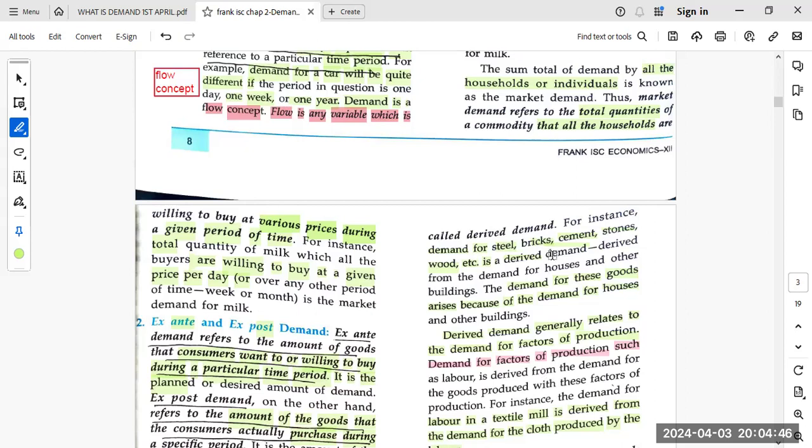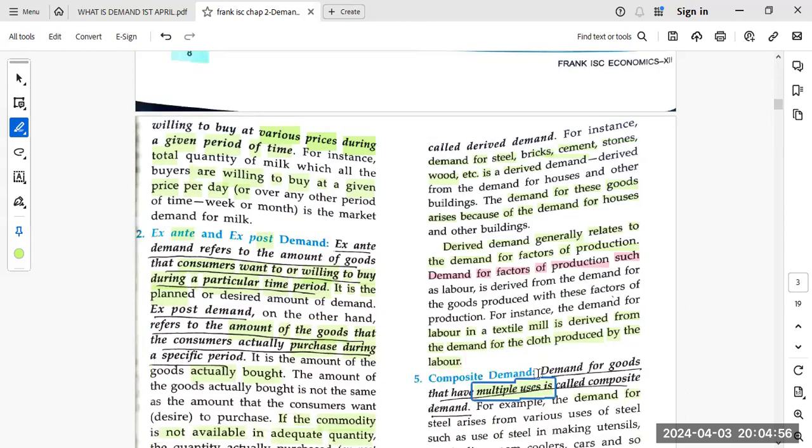Remember one thing, don't get confused. Derived demand, whenever we talk about factors of production, land, labor, capital, or entrepreneur. You might get confused between joint demand and composite demand, but derived demand is separate. It relates only to the demand for factors of production: land, labor, capital, and entrepreneur. If you're opening a restaurant, you will demand labor to operate that restaurant. So labor is a derived demand of the restaurant. Got it? Yes, ma'am.